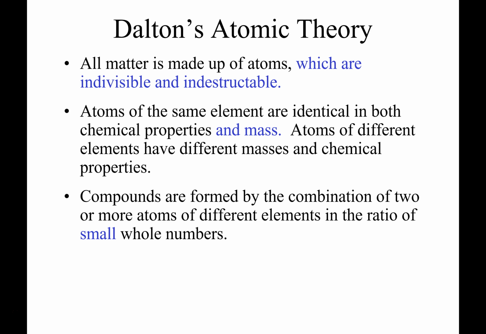Dalton also said, see, he's a pretty smart dude. He said that compounds actually are made up of atoms of different elements, okay? And that these compounds then would have discrete sort of ratios that these atoms would be combined to make these compounds. So, for instance, water has 2 hydrogens and 1 oxygen.